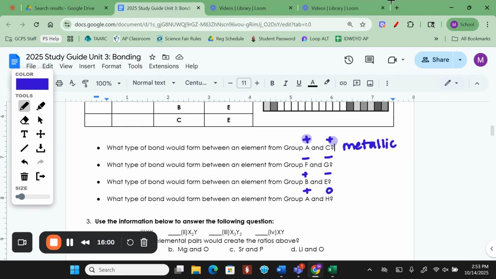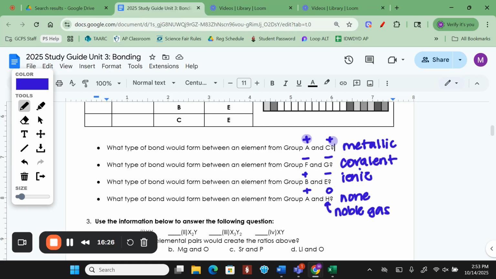And likewise, if I had 2 negatives, that would tell me that I have a covalent bond. If I have a mixture of positive and negatives, that would tell me that I have an ionic bond. And last but not least is the one that we always try to trick you with, which is going to be none. Because H is at 0, aka a noble gas, that element family will not bond with anything on the periodic table, so we just say none.